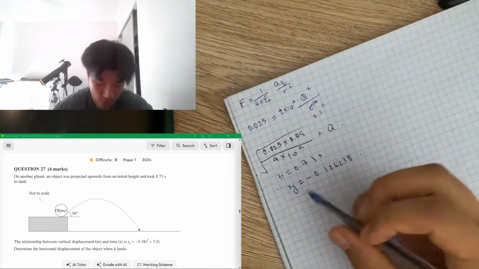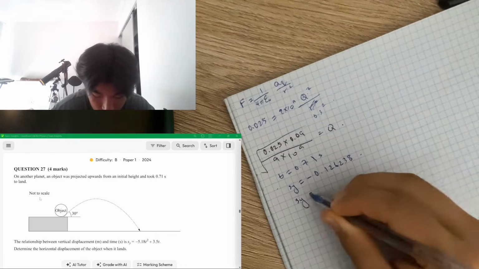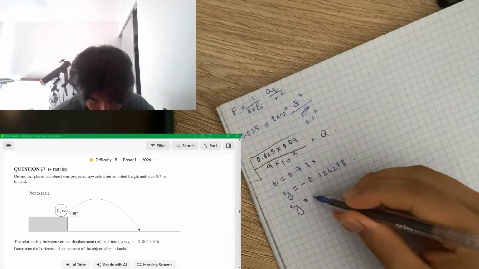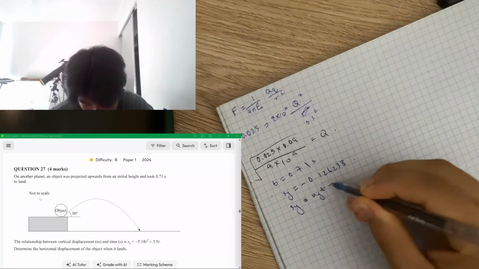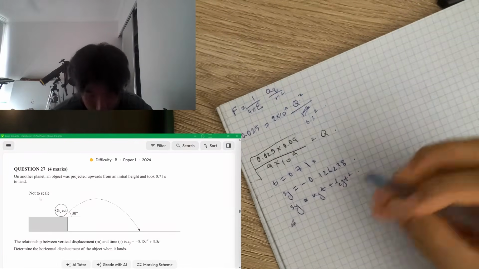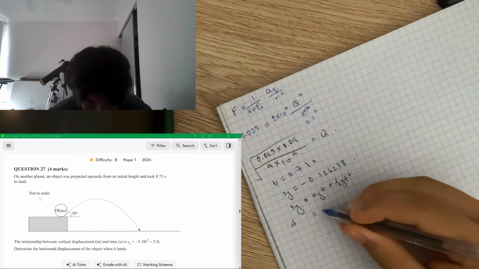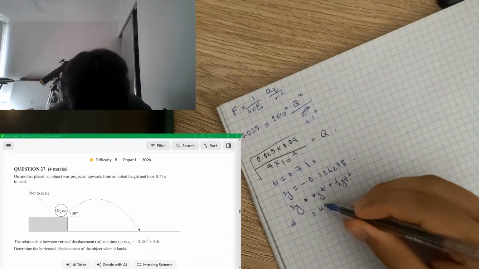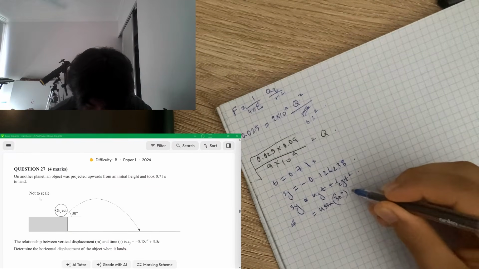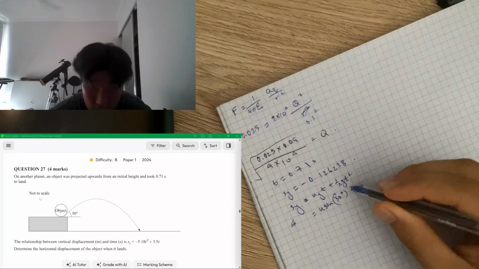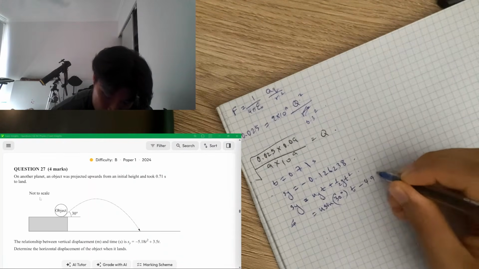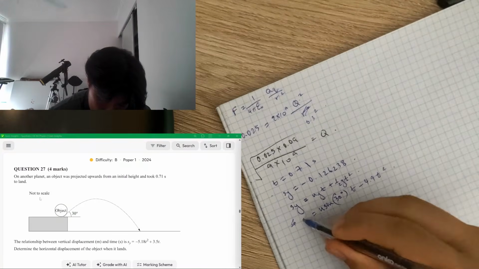Some the horizontal displacement of the object when it lands. From this, we're given s of y. We can work backwards. So we know that s of y equals u of y t plus half g t squared. S of y is this value. We're not going to sub in yet. U of y equals u sine theta, and in this case theta is 30 degrees, t plus half g t squared. Half of g is negative 4.9. We have this.